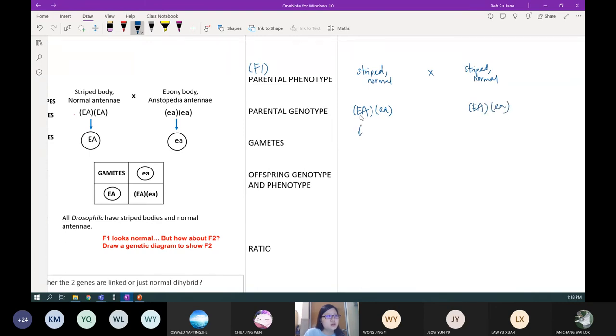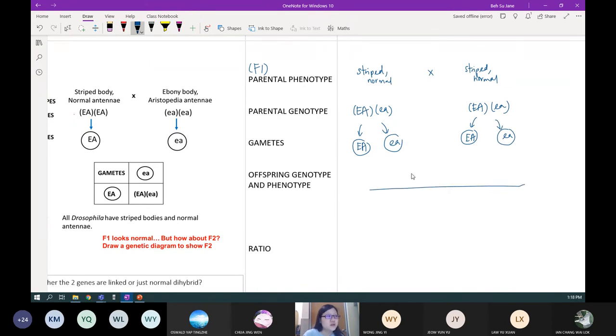Alright, in the gametes, as I said just now, in autosomal linkage you need to shuffle them. The one in the bracket will stay as the gamete, so it's going to look like this. There's no shuffling, there's no independent assortment, so there's only two, on the same chromosome here. What's the offspring genotype and phenotype here?